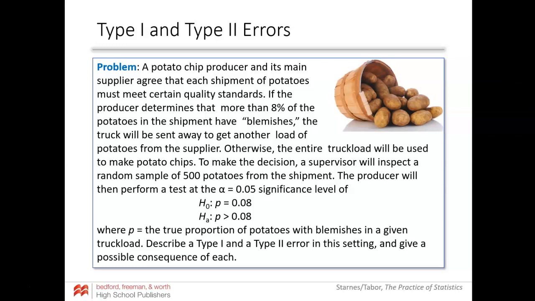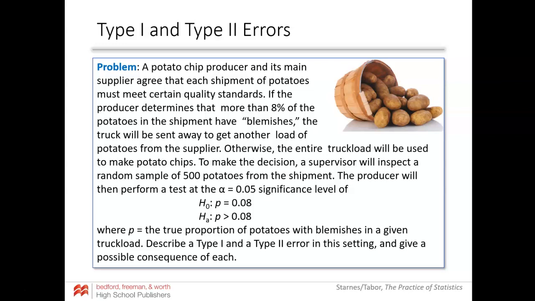So here we have potato chips. They're producing potato chips and they get a shipment of potatoes that must meet a certain quality standard. If the producer determines that more than 8% of potatoes in the shipment have blemishes, then the truck's going to be sent away and they'll get a new load of potatoes from the supplier. Otherwise, the entire truckload will be used to make potato chips. I don't know if you ever opened a bag of potato chips that looked very spotty, almost like burnt in places. Well, those are actually from blemishes in the potatoes themselves, or brown spots and whatnot.